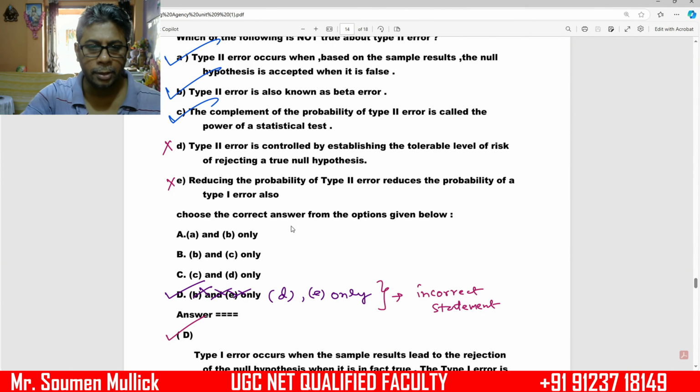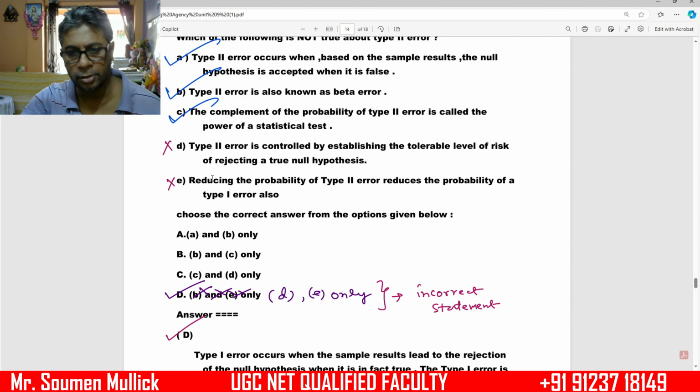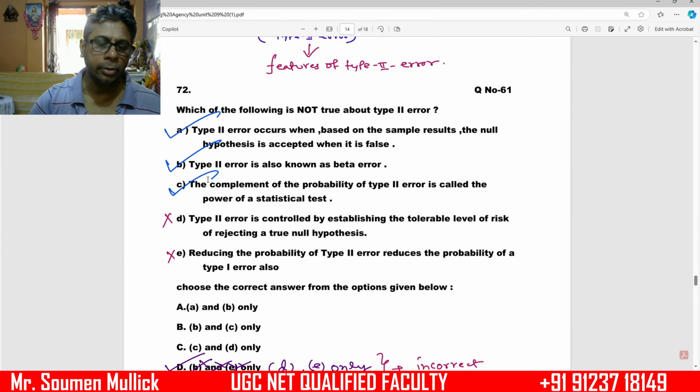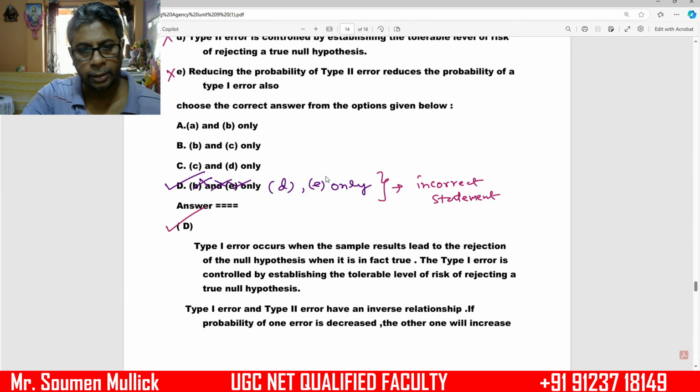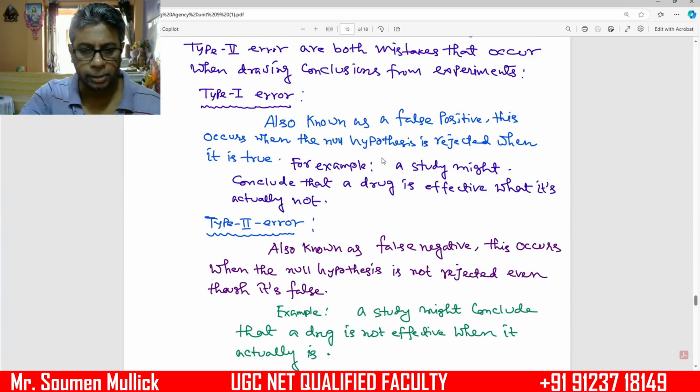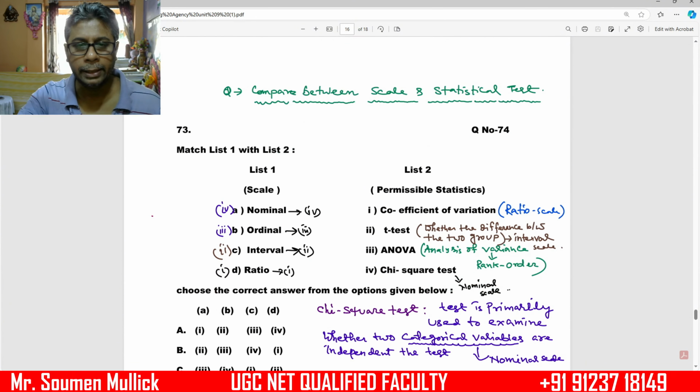This question is based on comparing scale and statistical test. A, nominal scale. Nominal scale is related to the chi-square test. B, ordinal scale. Ordinal scale is related to ANOVA, analysis of variance, the rank order statistical test. C, interval. Interval is related to t-test, where the difference between two groups is on the interval scale. And D, ratio. Ratio is related to the coefficient of variance.